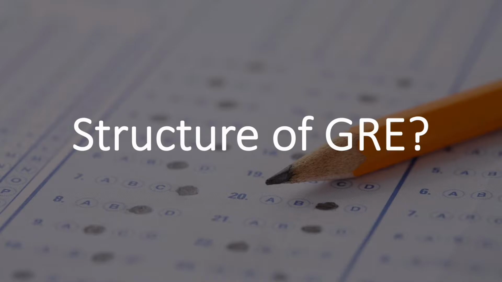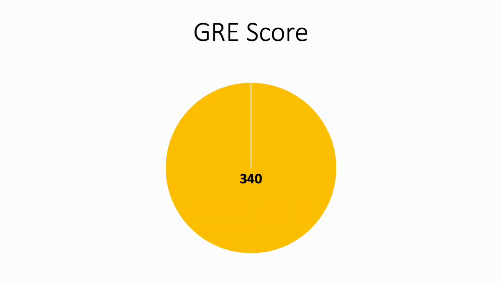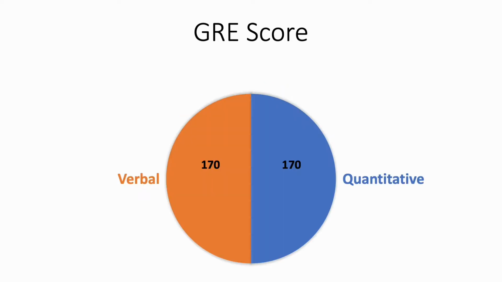Now we will move towards and discuss the structure of the exam. GRE basically consists of three major sections: verbal reasoning, quantitative reasoning, and analytical writing. Just to make it clear, verbal reasoning includes all the English sections, quantitative reasoning involves mathematics, and analytical writing is the two essays where students write two different essays. GRE consists of 340 points, that is called the GRE score. And if we further dissect it, 170 points go to the quantitative section and 170 points go to the verbal section.